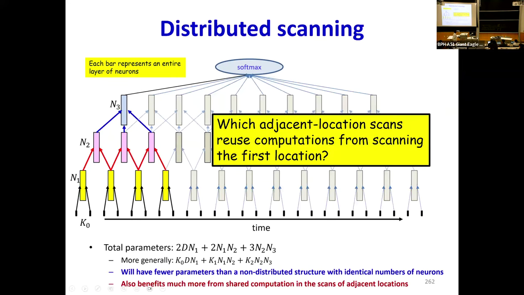So basically, by having this distributed scan, where I'm distributing the pattern over many layers, you end up reusing a lot of compute from the previous layers. And so that is a second saving. Right? Questions? No. OK. All right.